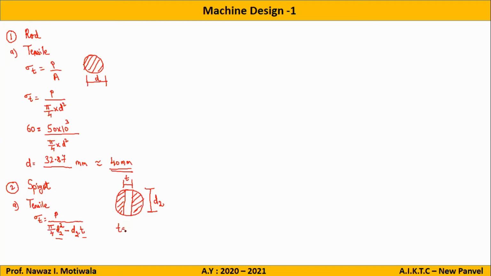Let us take, for uniformity of all, T is equal to 0.4 D2. In exams and assignments, you can take your own value. Just for getting the same answer here, we will take T is 0.4 D2. So if I substitute here, sigma T was given as 60, P is given as 50 kilonewton, so 50 into 10 raised to 3 divided by pi by 4 D2 square minus D2 into 0.4 D2. Correct or no?